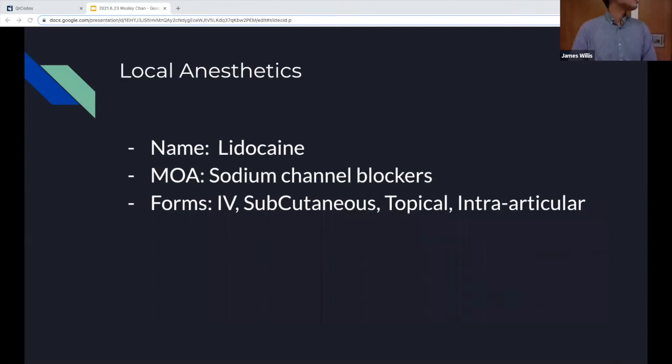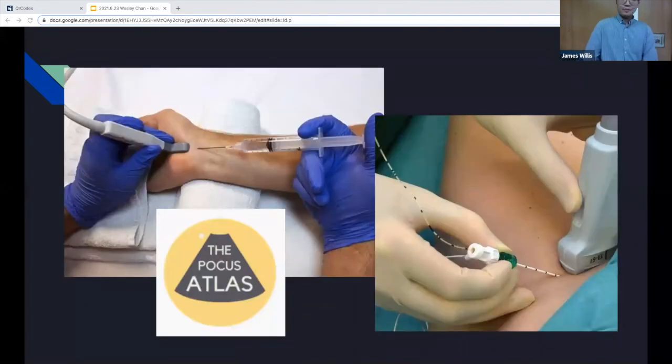Another topic to think about is local anesthetics, which are sodium channel blockers, like lidocaine and bupivacaine, like Nevi talked about for dental blocks. They come in IV, subcutaneous, topical, and intra-articular forms. We use nerve blocks a lot in the ED, whether it's femoral blocks for a femoral fracture, or a distal block to repair hand lacerations. Just be aware of that.